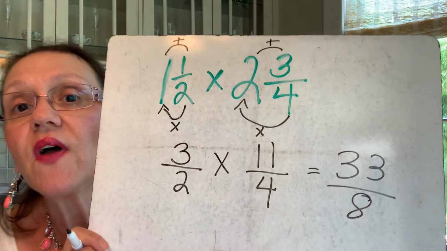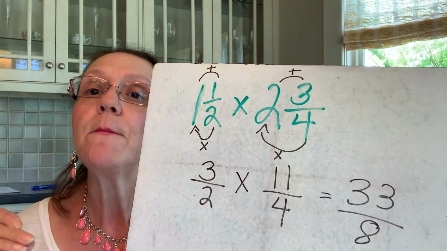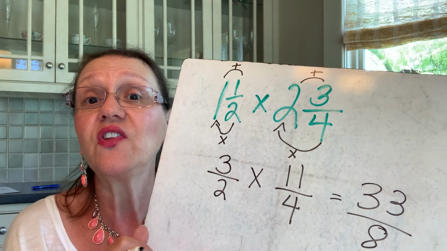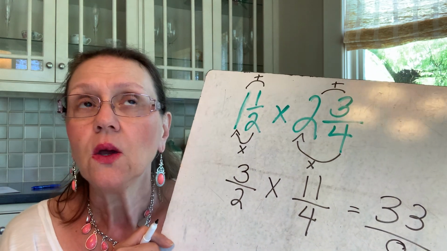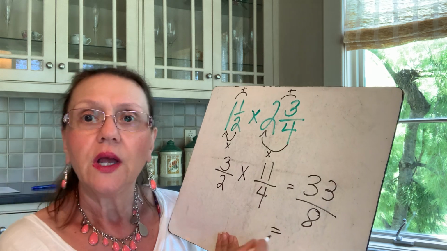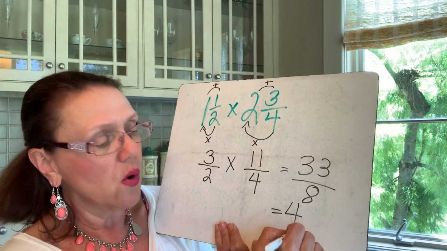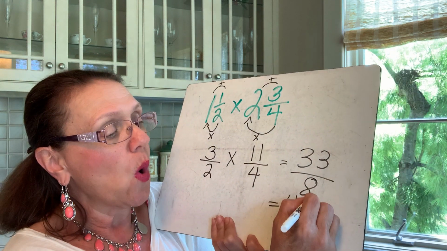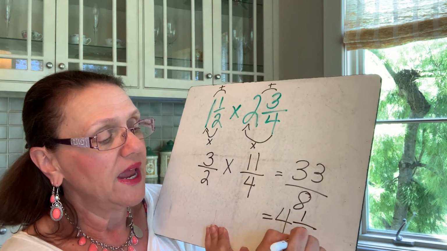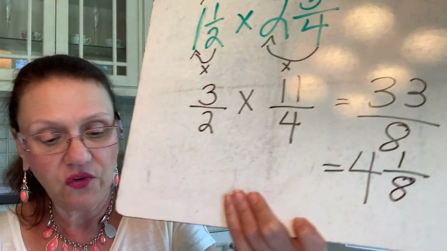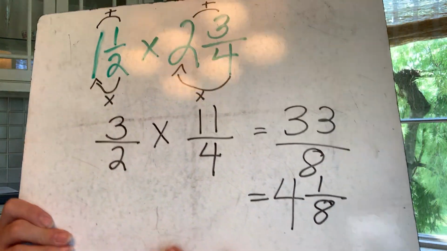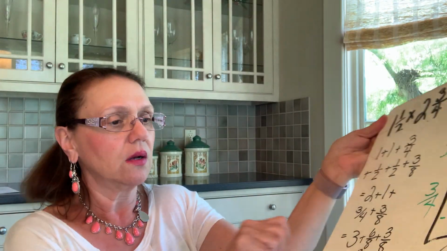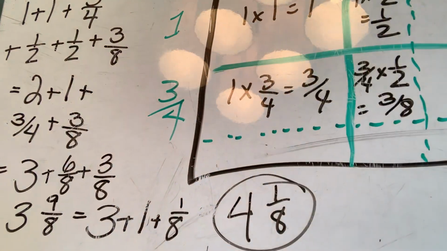So now we have an improper fraction, and we have to convert that back to a mixed number. To do that, we divide. How many times does 8 go into 33? Well, 8 times 4 is 32, so it goes in 4 whole times, but 33 minus 32 means we have 1 remainder over 8. And that's our final answer. If you recall from our last video where we used the area model, you'll see, yes, indeed, we got the same answer.